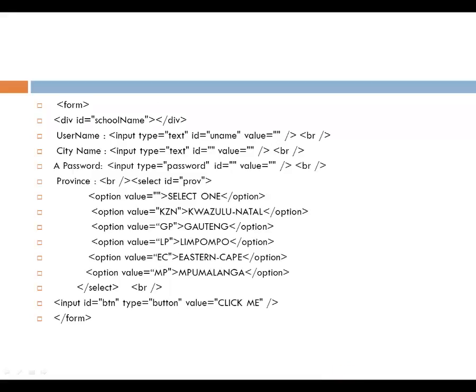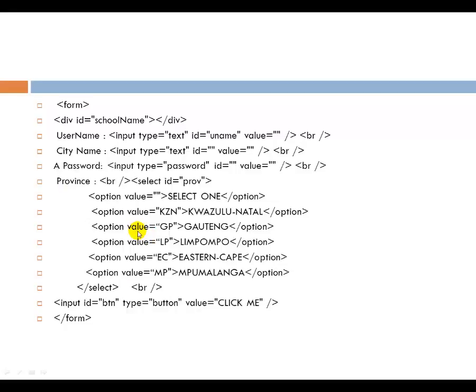Here's the code that makes up our form. And so what I've done is created a form here. You can see the form object starts right here and it ends here. And inside that form, I've created an empty div with the ID school name. And of course, according to the exercise, this is where, when the page loads, you need to enter any school name of your choice, really. And here we have the username, city name, the password, and then the user is going to actually select the province where they come from.